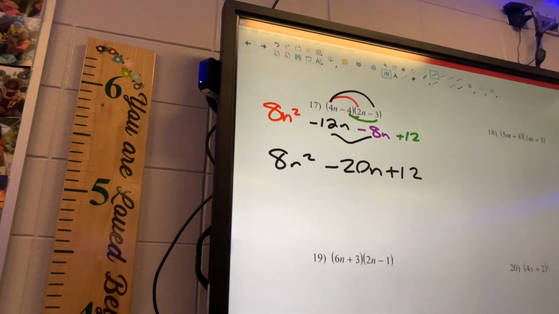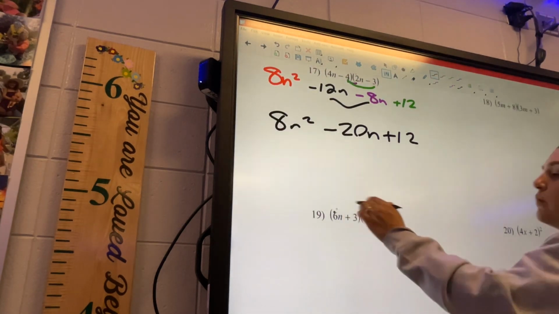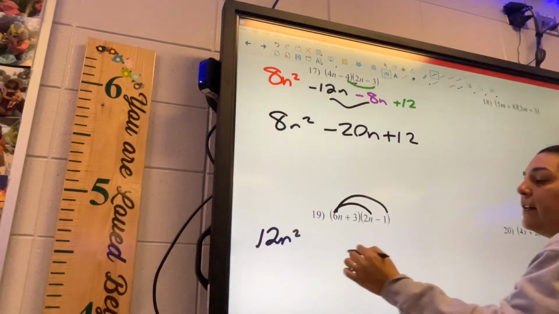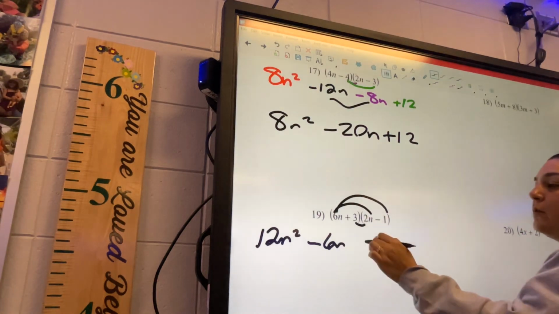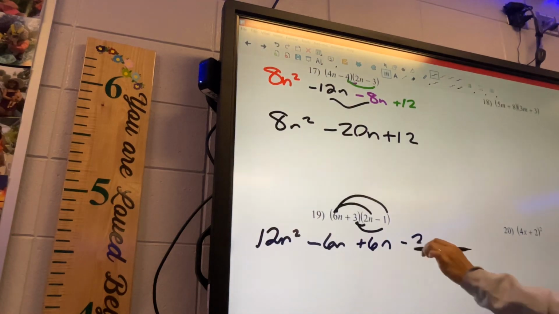Okay, 19, you're going to say 6 times 2. It's going to be 12 n squared. 6 times negative 1 is going to be negative 6n. 3 times 2 is a positive 6n. And then 3 times negative 1 is negative 3.